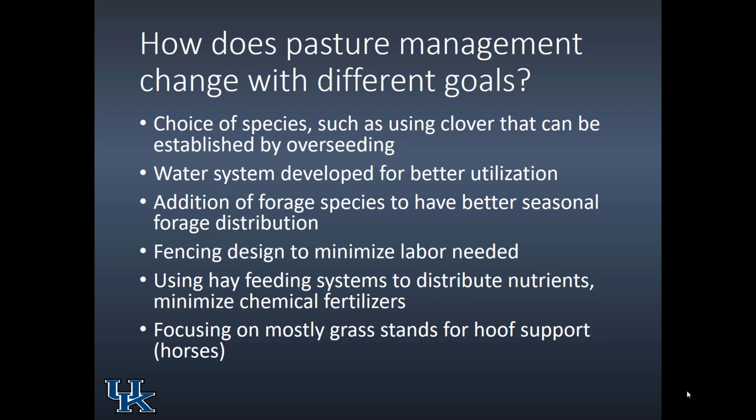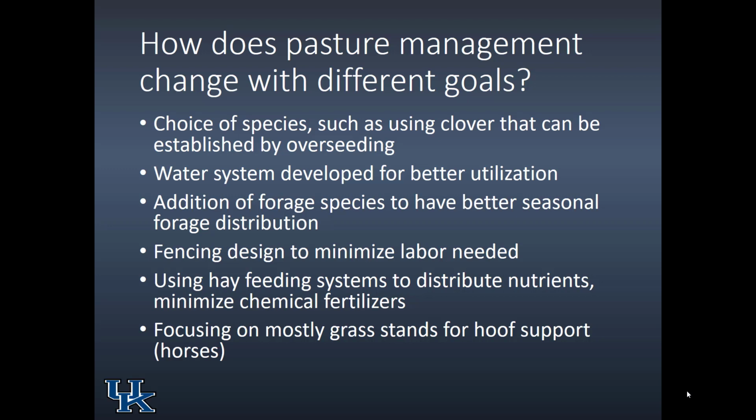Here are some of the ones that we came up with in class and that I've come up with. Pasture management goals. It might change depending on the goal. That's going to affect your choice of species. For example, such as using clover that can be established by overseeding, because you may not have the equipment needed to renovate by a no-till drill, or the terrain may not be conducive for that, or you may need the clover because you're trying to deal with tall fescue.